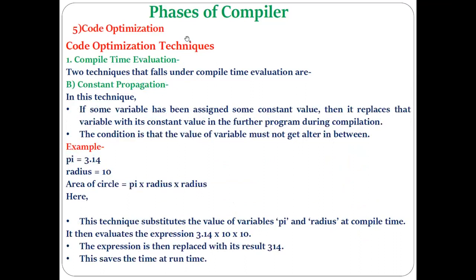Then under the compile time evaluation, we have the second technique, that is constant propagation. Okay, now let's see the example, then we will go to the theory. Now what is constant propagation? See, consider this is a fragment of code in your program. You have written one variable, pi equal to 3.14. You have declared another variable, radius equal to 10, and somewhere below you have written the formula area of circle equal to pi into radius.